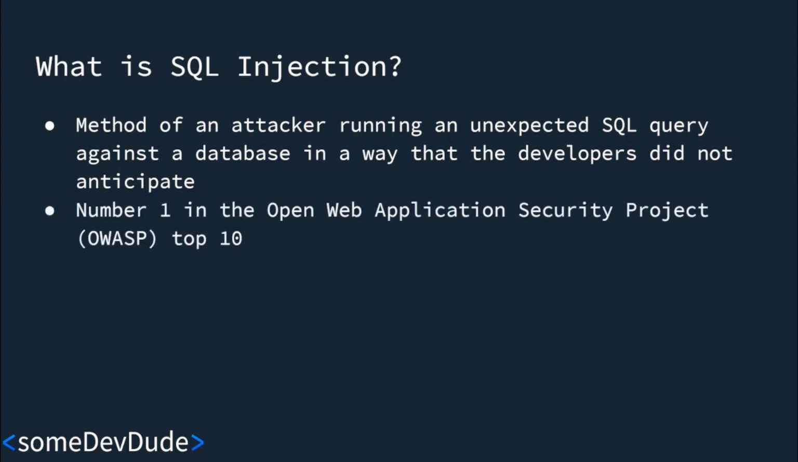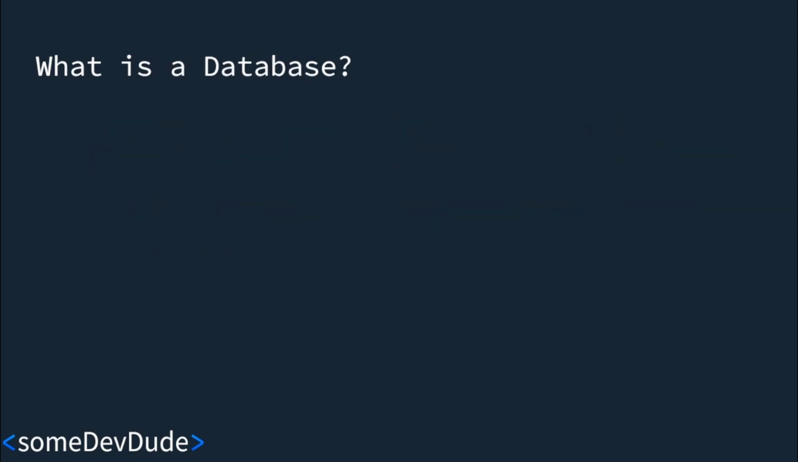It falls under the category of injection, which is the number one risk, as described by the Open Web Application Security Project, or OWASP for short, top 10. These guys are a not-for-profit organization that looks to improve the security of the web, and they have a top 10 list of the most dangerous vulnerabilities. So let's break it down.